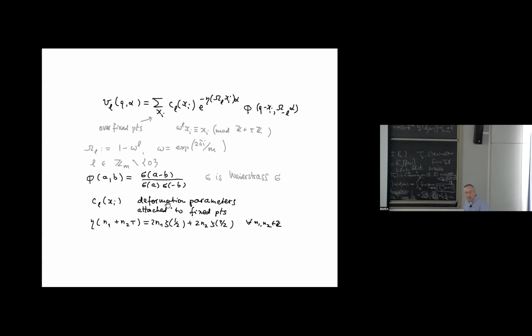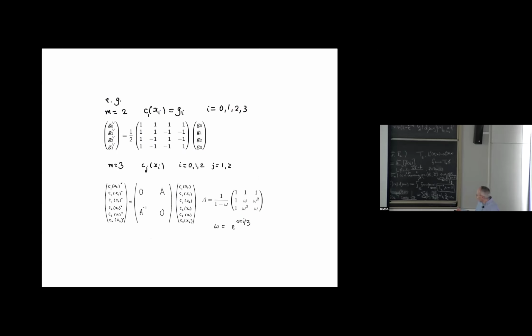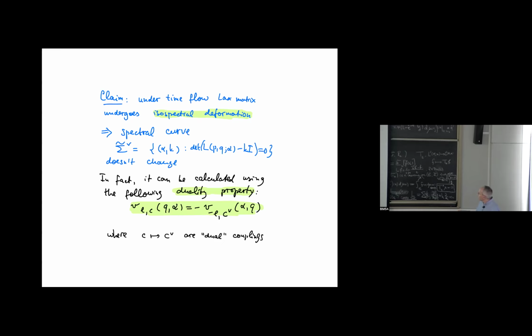So this is the best you can hope for having Lax representation with spectral parameter. This spectral parameter lives on the elliptic curve again, and so the spectral curve actually is a curve in this space. Alpha, you can think of this again as a cotangent bundle to your elliptic curve. Alpha is on the elliptic curve, k is in the tangent direction.